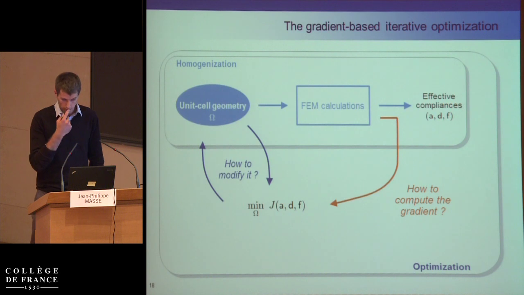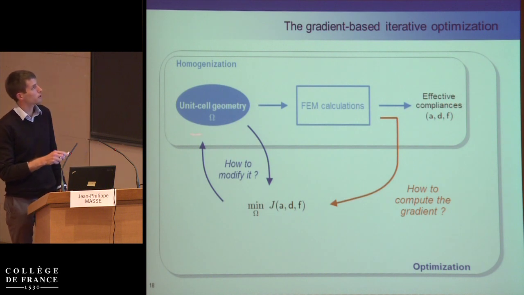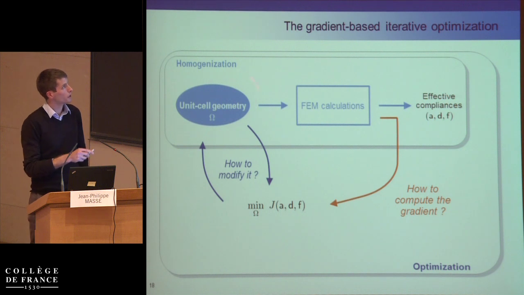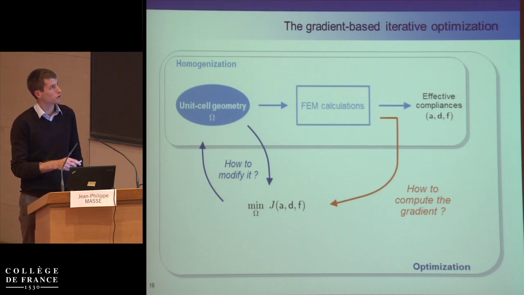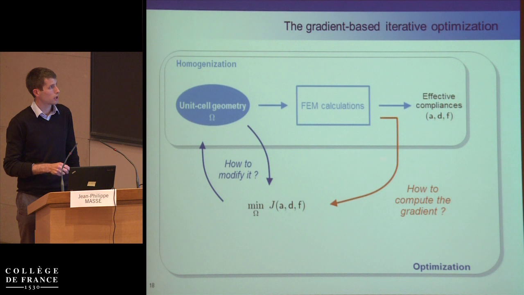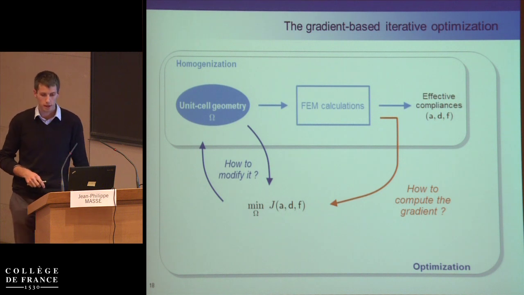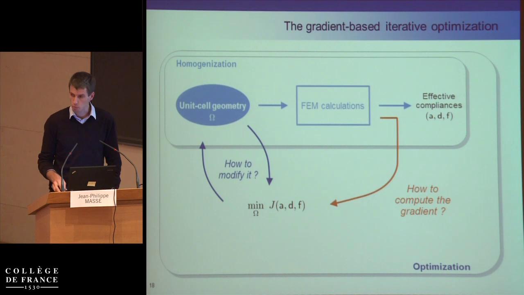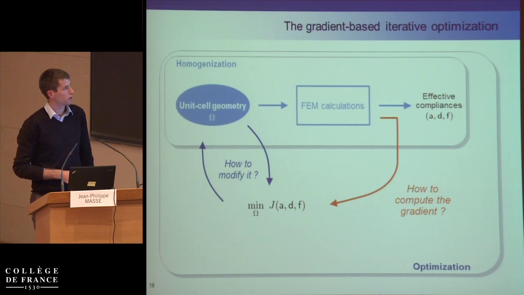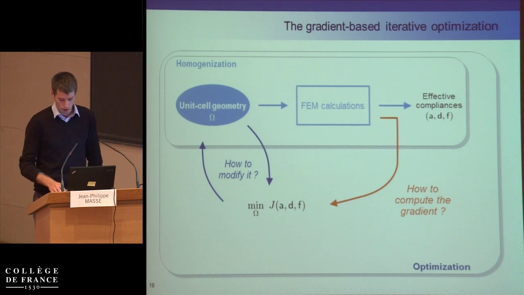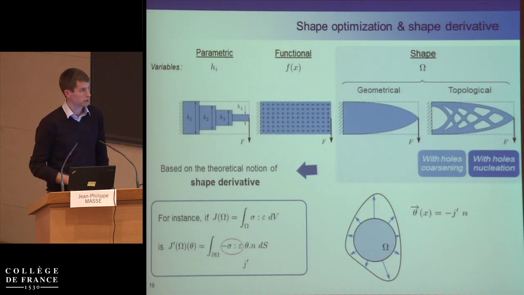So the algorithm is the following. We start from a given unit cell, a given geometry and design. We can do the previous FEM calculation to get the effective compliance, so the performance of the geometry. At the same time, we need to compute a gradient in order to minimize a given objective function that will be the criteria of the performance of the geometry, and after we have to modify the geometry.